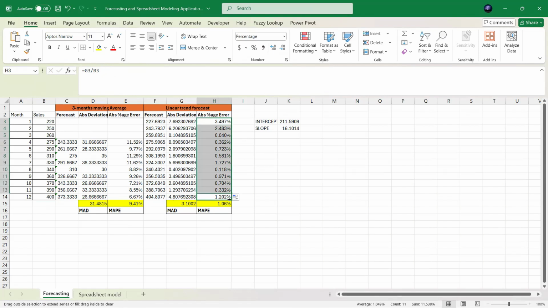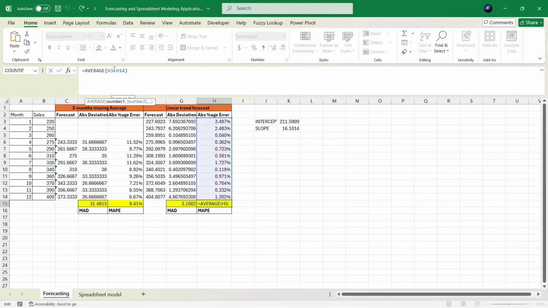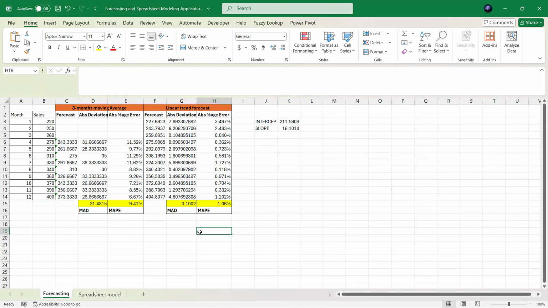And then to summarize the forecast performance, I calculated the mean absolute deviation, which is the MAD, by using the formula average G3 to G14 in cell G15, and the mean absolute percentage error, which is the MAPE, by using average H6 to H14 in cell H15. These two metrics provide a clear measure of the overall accuracy of the linear trend model. And the linear trend forecast is the better forecasting method here, with higher accuracy and lower MAPE.